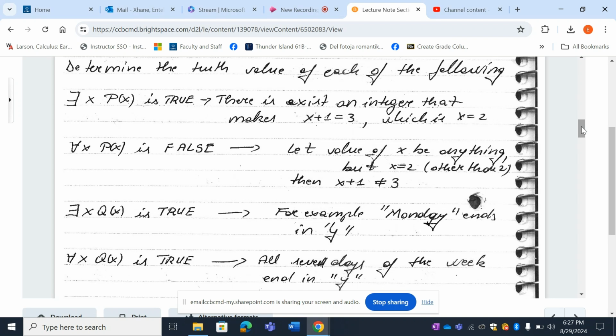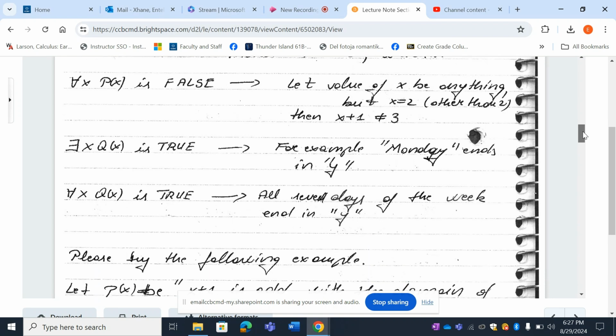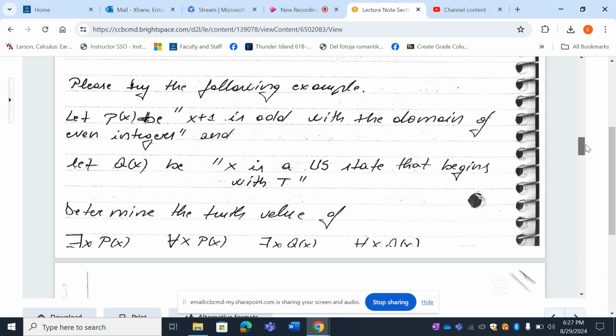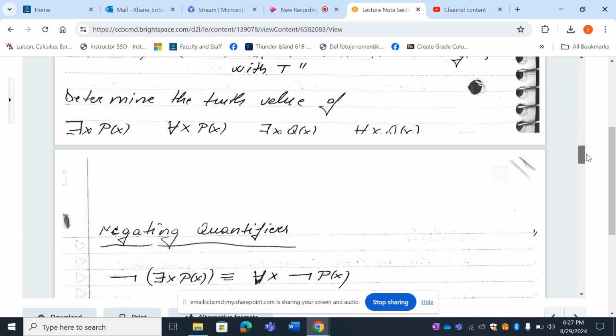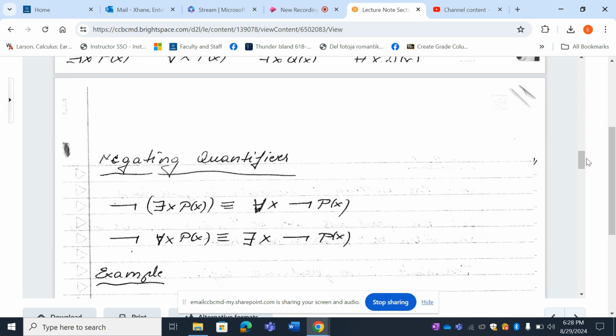And this goes back to tautologies and contradictions. Remember, tautologies are propositions that are always true. Now, I'm going to skip this example. Notes are in there. I'll let you study, and then I'm going to transition into negating quantifiers.